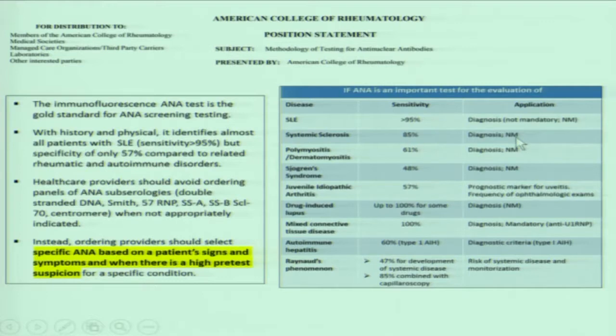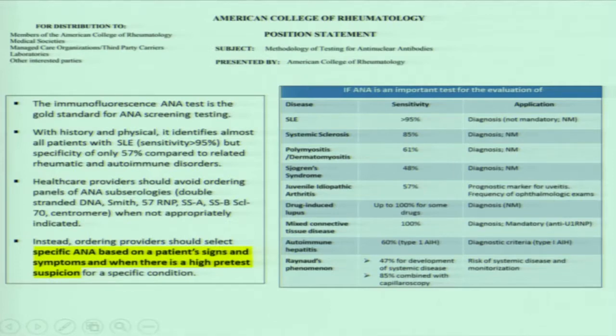Systemic sclerosis, important for the diagnosis, helps there. Same for polymyositis and dermatomyositis, although you see that the sensitivity goes down, so you shouldn't really exclude those diseases for a positive ANA.